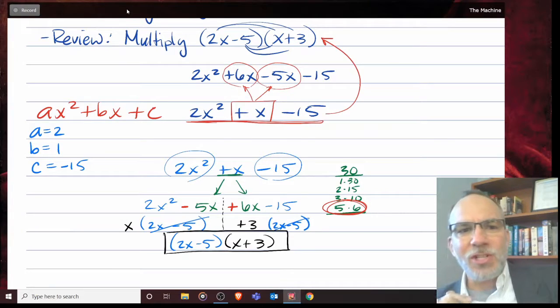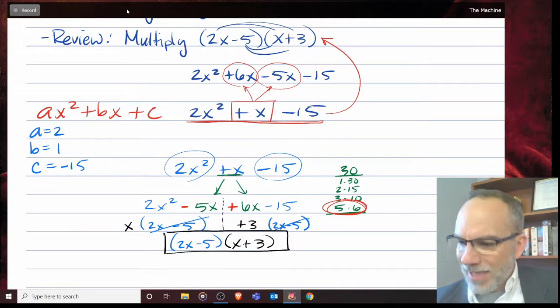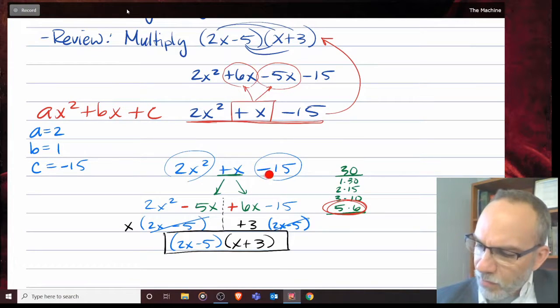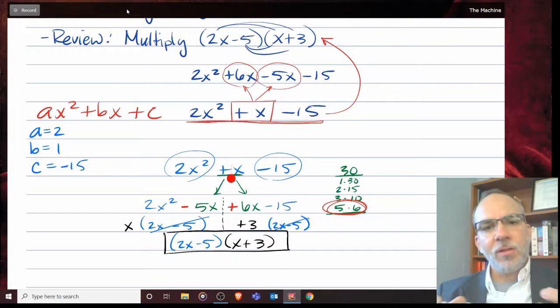So the strategy here, the AC method, says when my leading coefficient is not 1, like it was right here, it's a 2, I'm going to take the 2 times the 15, the A times the C, make a list of the factors of the product AC, and then think about which ones, when you add or, in this case, subtract them, give you your middle term, and then break your middle term into those two pieces.